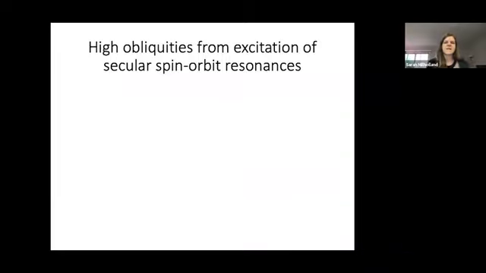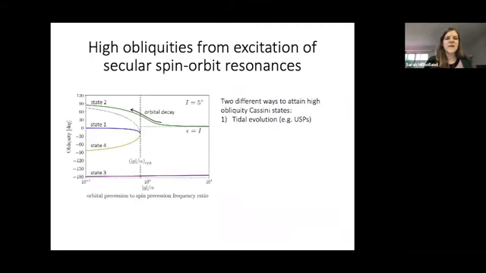It's not that we just think that these planets can have high obliquities, but that we actually fully expect them to, due to a dynamical effect called a secular spin-orbit resonance. The key idea here is in realizing that these high obliquity Cassini states can be generated in two different ways. The first was this tidal evolution where orbital decay generates this large obliquity over time, as I was showing in the first half of the talk.